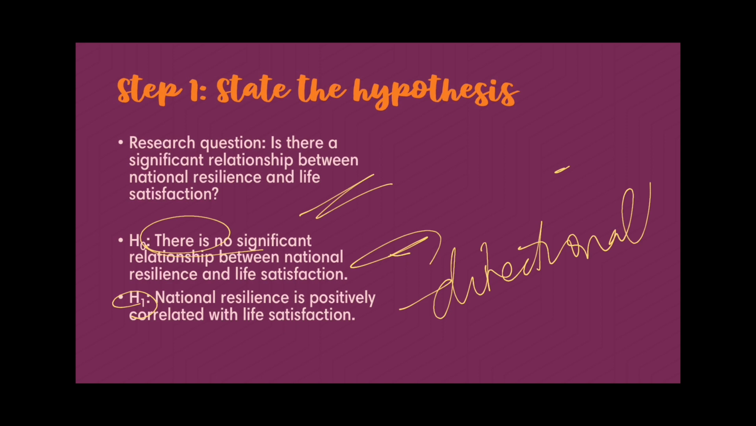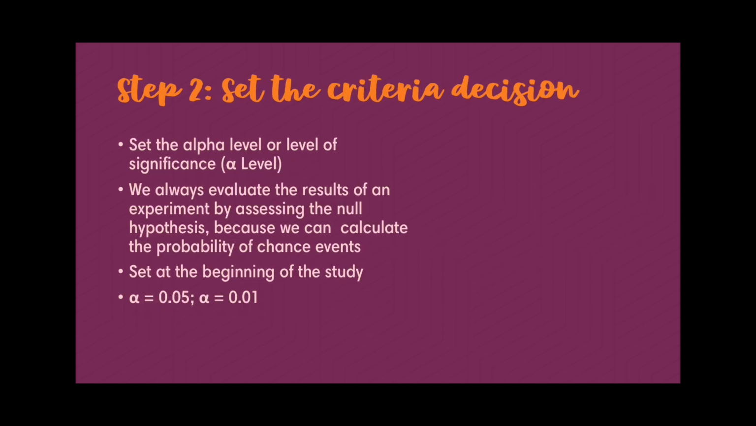If we want to set this as a non-directional alternative hypothesis, I would articulate it as: there is a significant relationship between national resilience and life satisfaction. All right? So that is for your step 1, articulating or stating the hypothesis. Next is setting the criteria or decision that would say that we would reject the null hypothesis, right? Or we do not, or fail to reject, the null hypothesis.